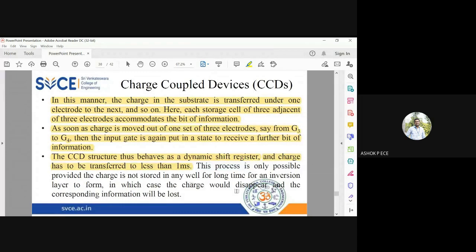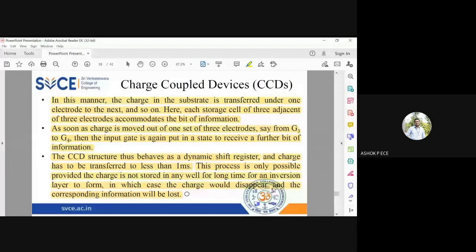This is possible only when the charges are not stored for a long time for the inversion layer to be formed. In case the charge would disappear, the corresponding information would be lost. So they say that if you don't do the charge transfer within 1 millisecond, the electrons will try to escape out of the depletion layer, and all the information you want to get stored will be completely lost because of this. That's why they say the charge has to be transferred within 1 millisecond or even less than 1 millisecond. See the last line.